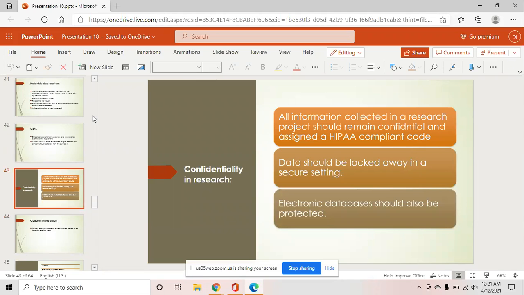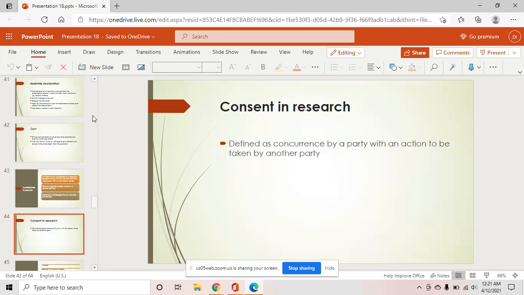Confidentiality in research. All information collected in a research project should remain confidential and be assigned a HIPAA compliant code. Data should be logged away in a secure setting. Electronic databases should also be protected. Consent in research is defined as concurrence by a party with an action to be taken by another party.